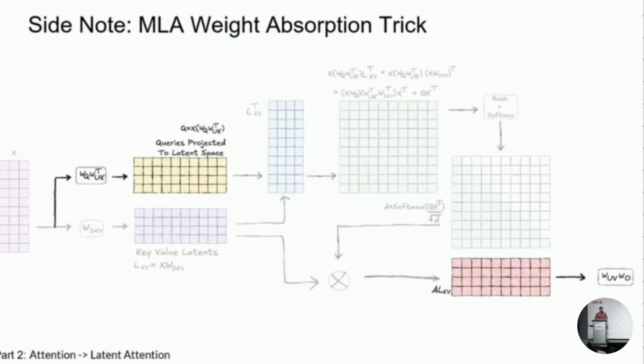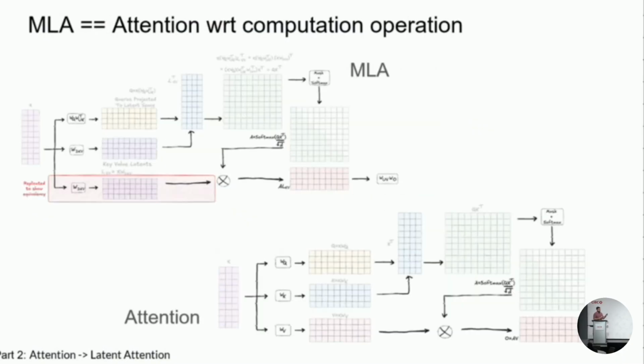And the reason they did this was that by doing this absorption trick, now, if you look at just the operations, the arrows and the matrices, the operations in MLA, in terms of what your GPU sees, are exactly the same as the operations in attention. So why do that? Attention has already been studied, already been implemented on GPUs. So if you could use the same computations as attention, then you can utilize the same optimizations that are done in attention.